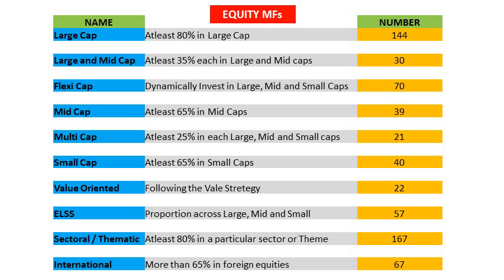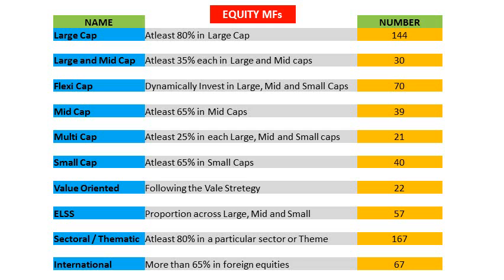The sectoral thematic funds, here it's very important. At least 80% must be in a particular sector or theme. For example, if you would like to put it in the IT sector or pharma sector or a public sector unit, then at least 80% goes in that particular sector. If you see the number of funds, 167 funds are there, so it looks like there is more demand for sectoral and thematic funds.